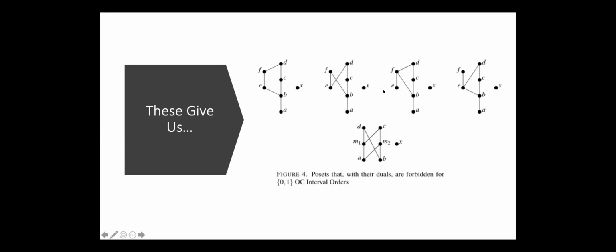So all of these posets, along with something called the duals of these posets, which is basically just take this guy and flip him on his head, turn him upside down, and that is his dual. So all of these we have shown are forbidden for the class of 0, 1 OC interval orders.